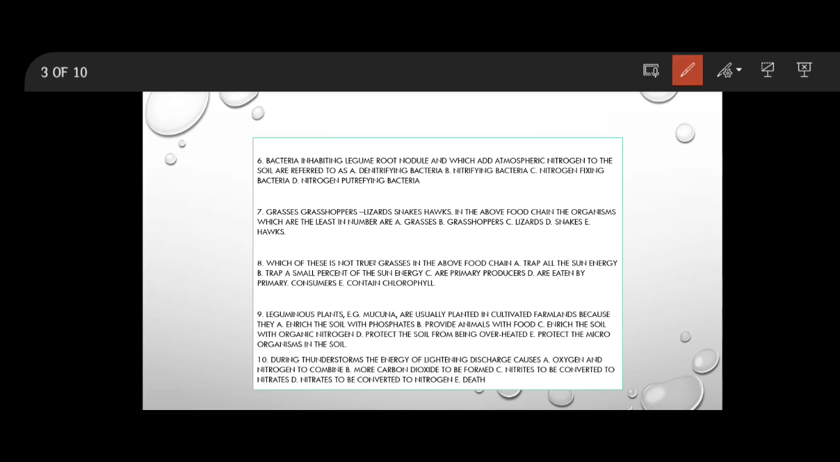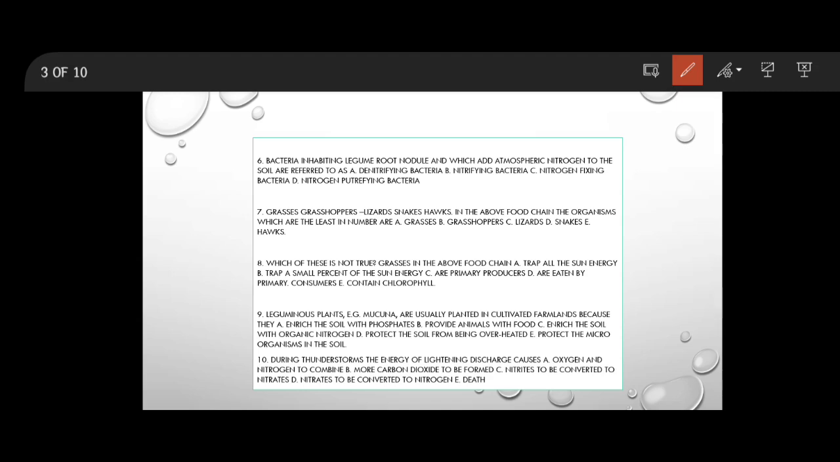Moving on. Bacteria inhabiting legume root nodules which add atmospheric nitrogen to the soil are referred to as dash. We have the denitrifying bacteria, nitrifying bacteria, nitrogen fixing bacteria, and nitrogen putrefying bacteria. Let's start with the first option. The denitrifying bacteria are those bacteria that return nitrogen back into the environment as atmospheric nitrogen. That is, they convert nitrates back to atmospheric nitrogen.